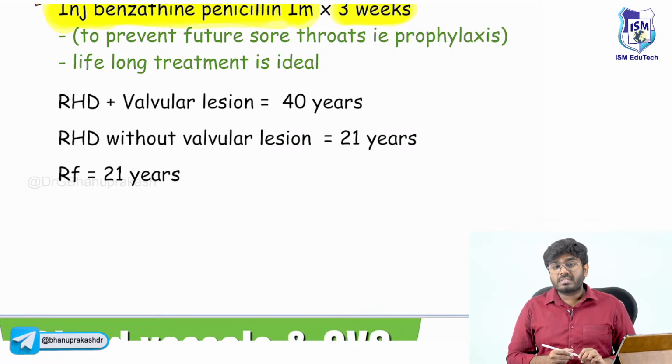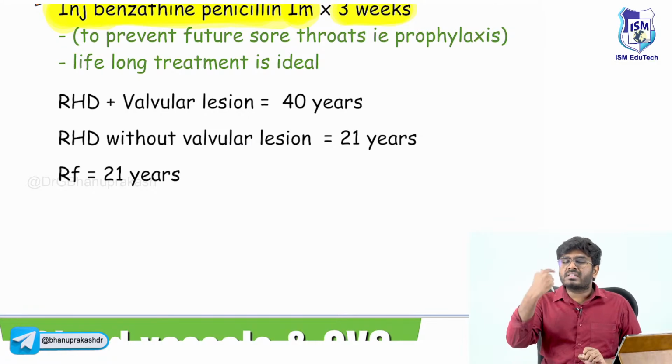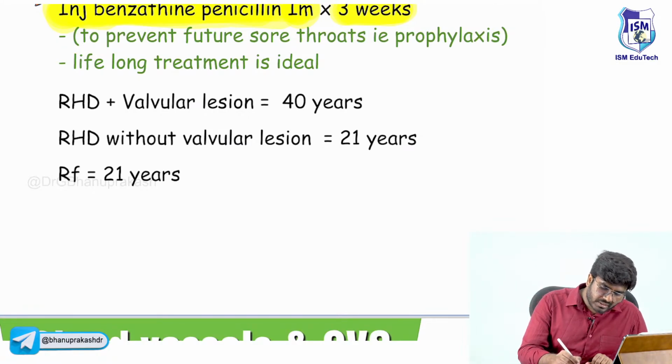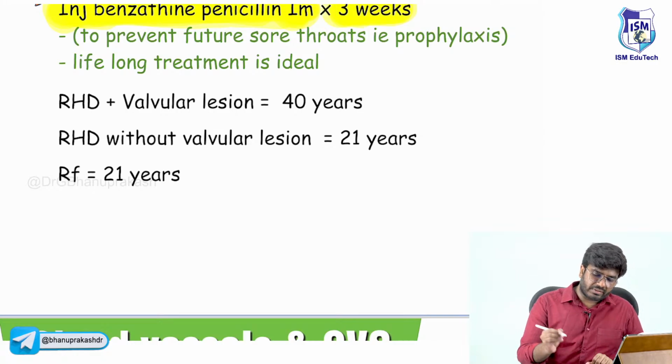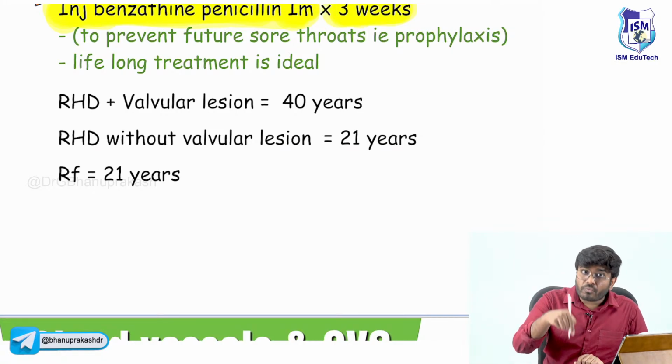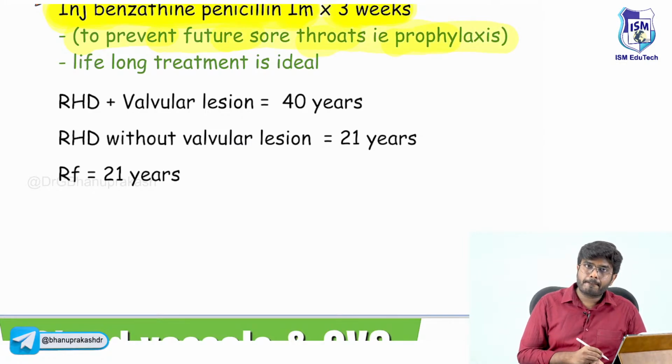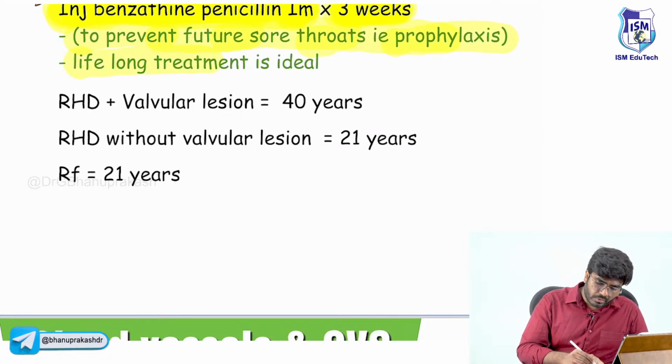Lifelong he has to come to the hospital once every 3 weeks and take benzathine penicillin. Why? Because this is an unlucky fellow, the 3% of the population. If in the future he gets one more attack, he will develop mitral stenosis. So, benzathine penicillin intramuscularly every 3 weeks. Why? This is prophylaxis to prevent future sore throats. For how much time do you have to give it?